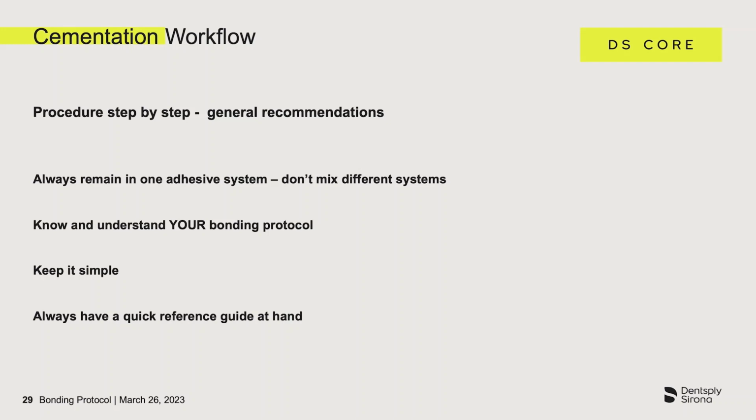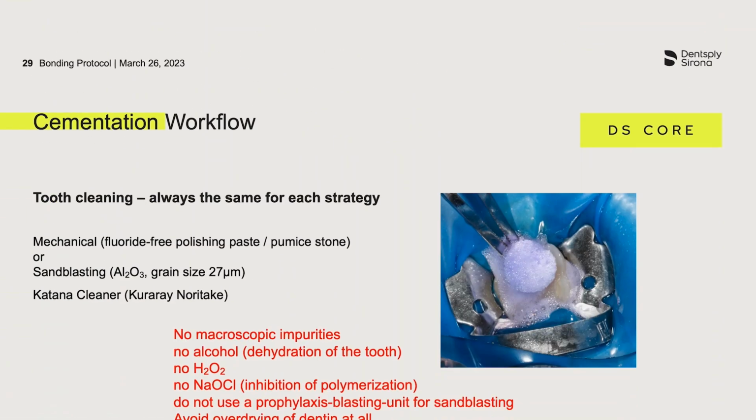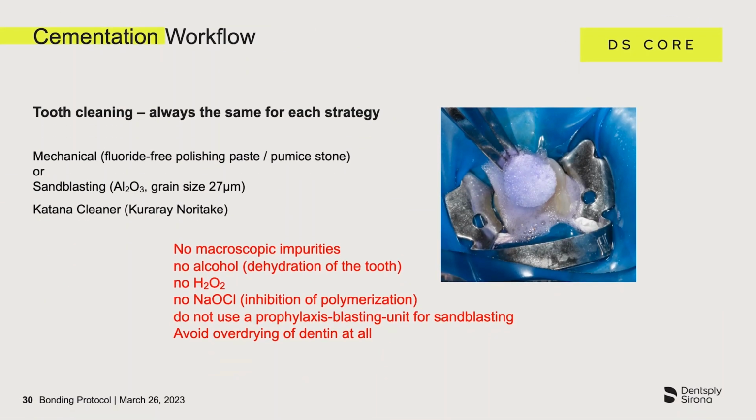This is a very important factor in the success of adhesive luting. Keeping the procedure as simple as possible is the least error prone. And here's a little practical tip. It is always advisable to have a summary of the adhesive protocol to hand so that if in doubt, it is quick and easy to check again how to carry out each step. Now, let's go through the practical bonding protocol step by step.